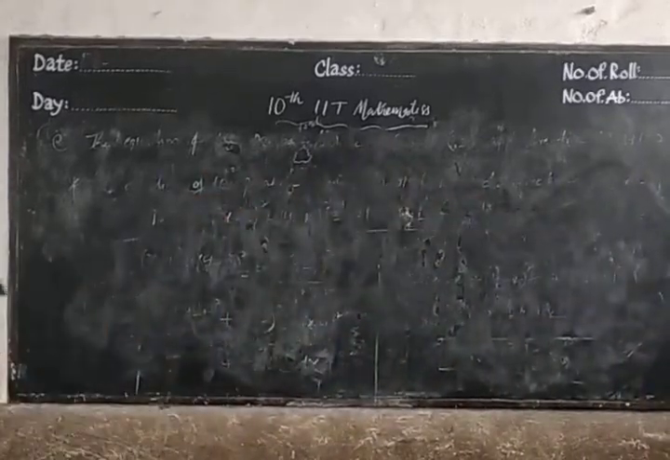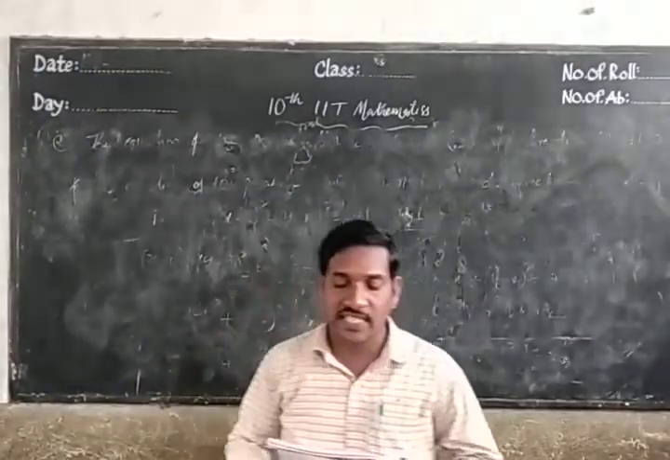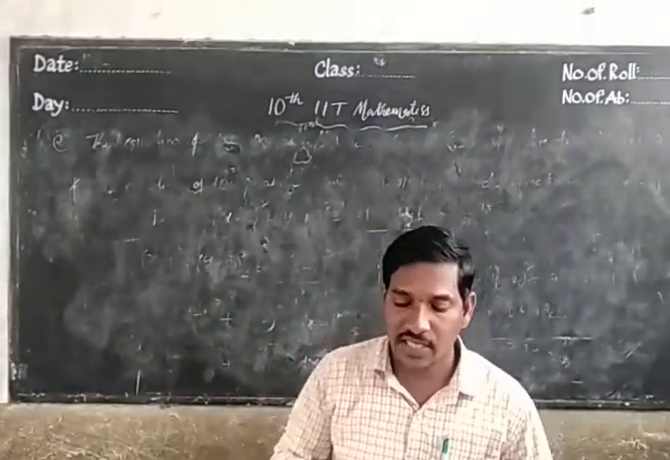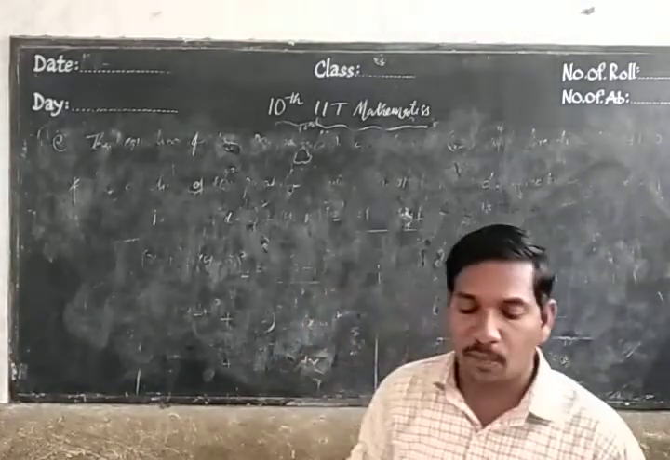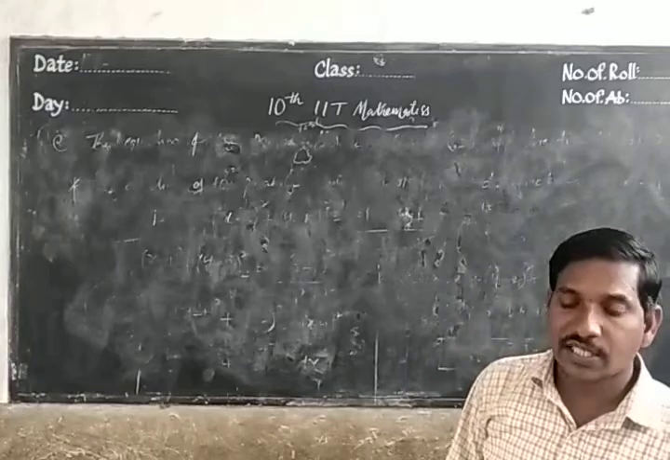Now, third one, the equation of the parabola whose axis is parallel to x-axis and which passes through the points (3, 3), (6, 5) and (6, minus 3).